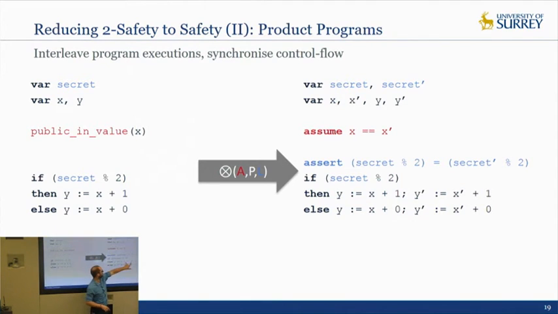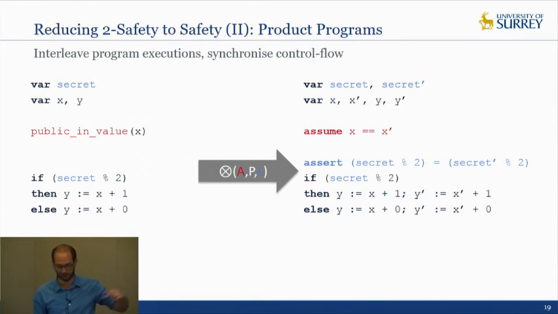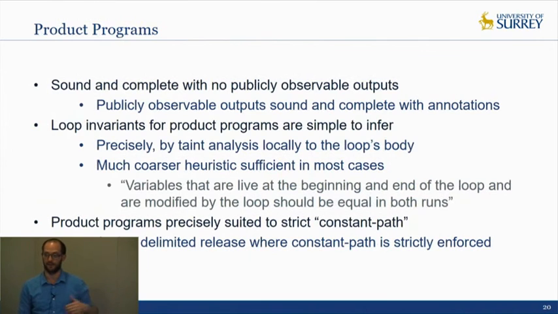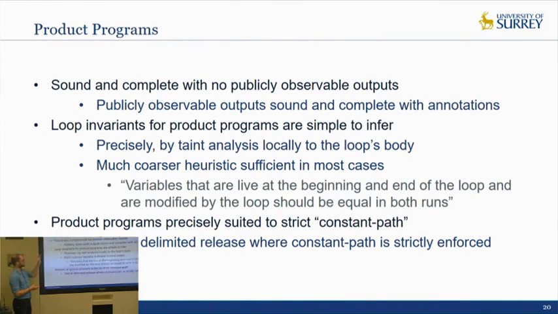But you're executing both programs in each of the branches. So essentially, instead of having two copies of your programs like this, you're interleaving the two programs like that, I guess, and synchronizing control flow. So that makes loops easier to deal with, control flow easier to deal with, and now the size of your transformed program is the same as your initial program as well. So as long as you have no publicly observable outputs, yes?